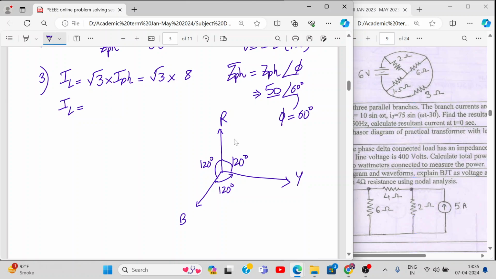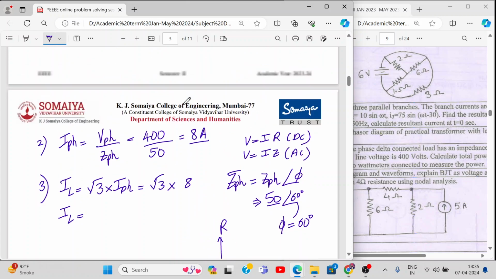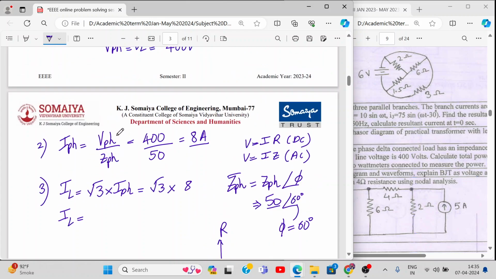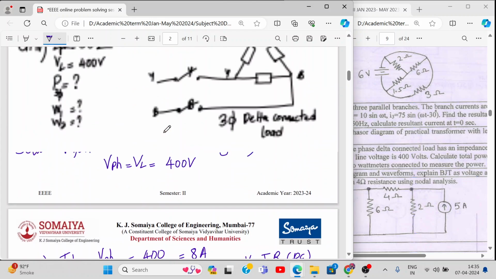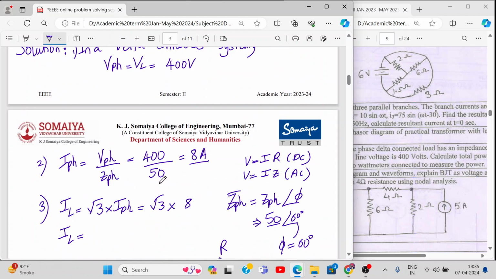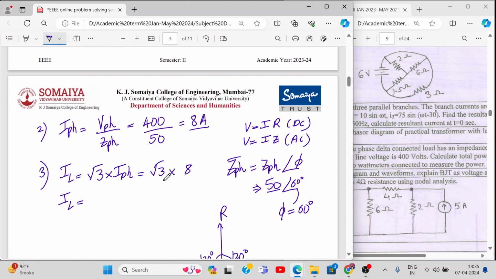So they are equal in magnitude. So हम लोग magnitude लिख रहे हैं. We are dividing magnitude by magnitude. So V phase is 400 and Z phase is 50. We are only considering the magnitude here because we want magnitude. When we want the angle, angle is 60 degree given to you. So what was your question, or have I answered your question?